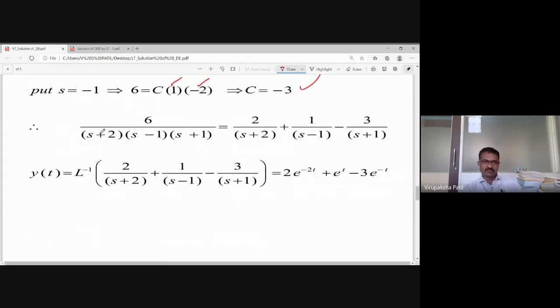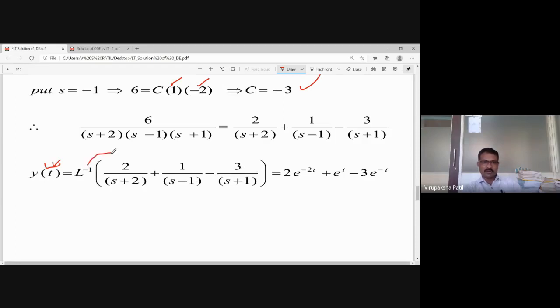So you will get 6 divided by (s plus 2) into (s minus 1) into (s plus 1) is equal to 2 divided by s plus 2, plus 1 divided by s minus 1, and minus 3 divided by s plus 1. We have resolved this into partial fractions. We want the value of y of t. Therefore, y of t is equal to L inverse of 2 divided by s plus 2 plus 1 divided by s minus 1, then minus 3 divided by s plus 1.